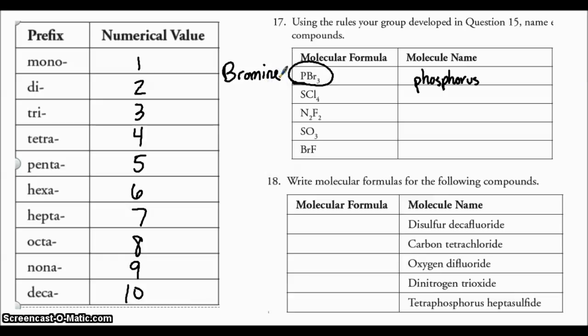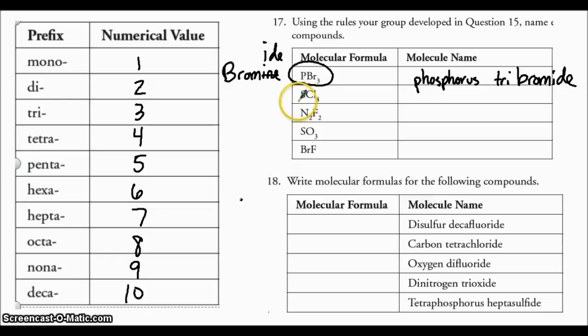But remember, since it's the second element, you need to use the second vowel rule. So first vowel being the O, second vowel I, cross it out, replace with I-D-E. So it would be bromide. And then you have to look at how many bromides do I have. I have 3 bromides. I see that in the formula. The prefix for 3 is tri, so you put that right in front. So phosphorus tribromide. That's it. Real easy. Let's go ahead and finish these up.